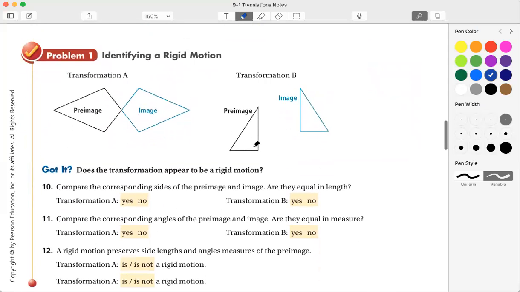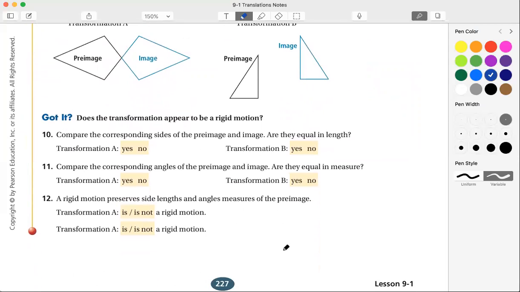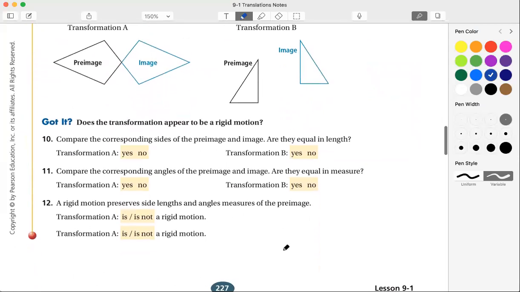So problem number 1. In translation A, we have the pre-image and then the image, and in translation B, we have the pre-image and the image. Does the transformation appear to be a rigid motion? Compare the corresponding sides of the pre-image and image. Are they equal in each length? In transformation A, it looks like they're all equal. How about in B? Yes.